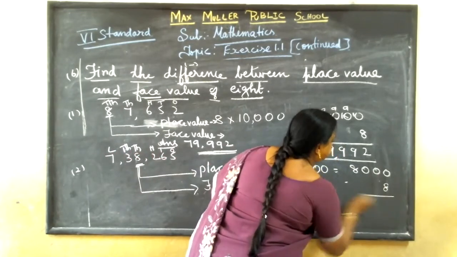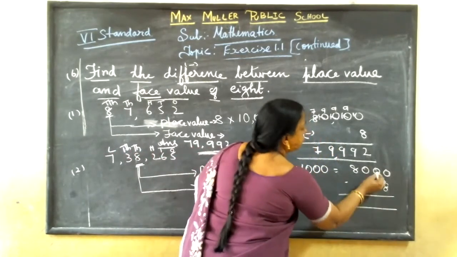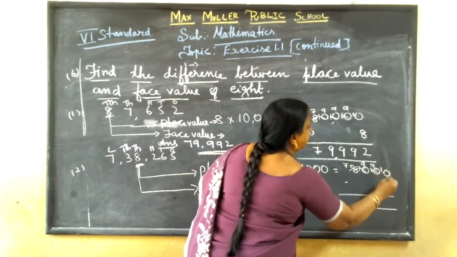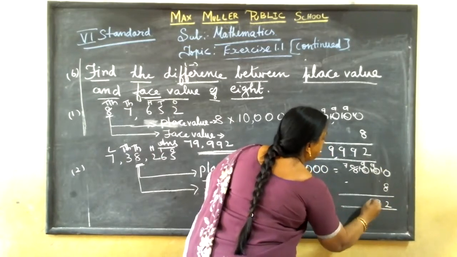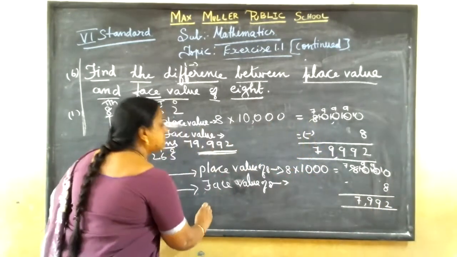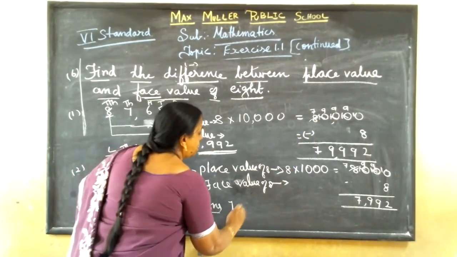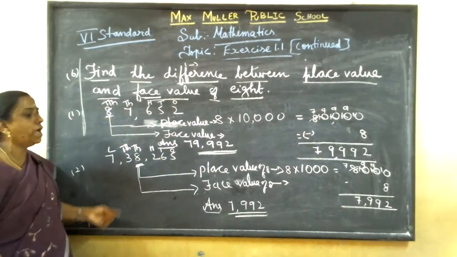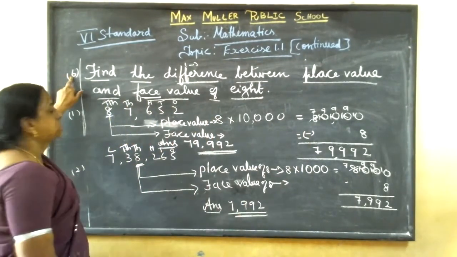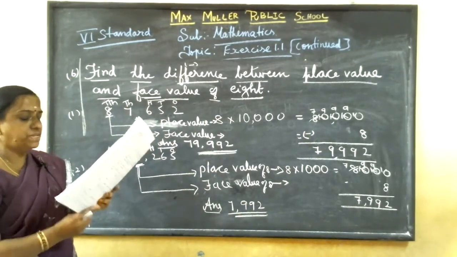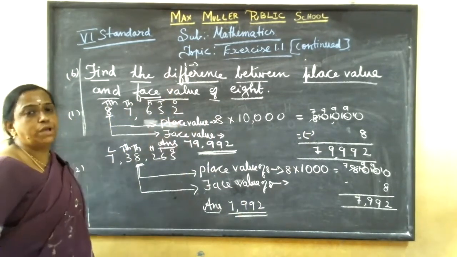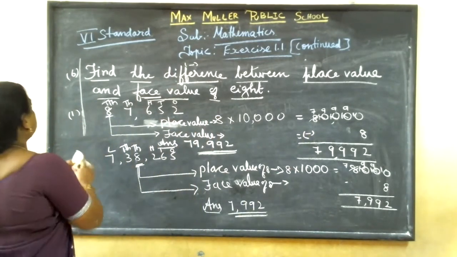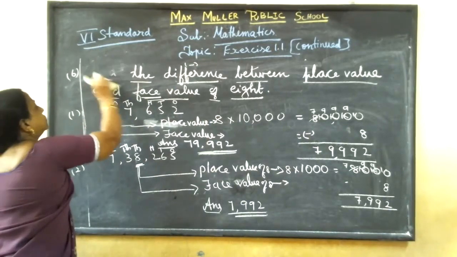Now subtract. Same as before, 0 minus 8 won't go, borrow 1 from here: 7, 10, 9, 10, 9, 10. 10 minus 8 is 2, 9, 9, 7. So what is the answer? 7,992. 7,992 is the answer. Clear? Now question number 6 is over. Next we'll go for question number 7 from exercise 1.1. Now question number 7. Just write the heading: algebra.